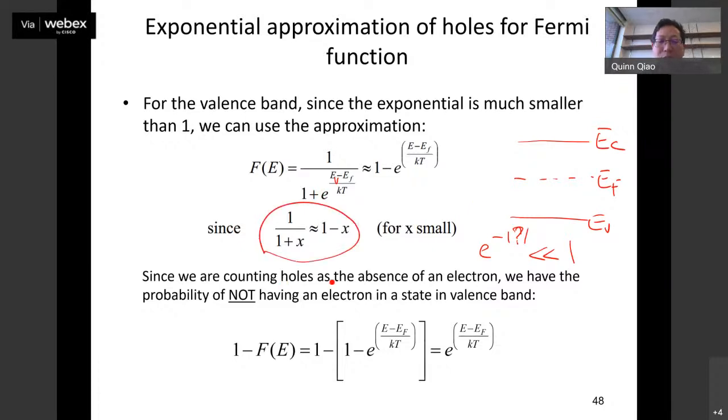Like these equations, 1 over 1 plus x, when that x is small, approximately, roughly, you can see it is 1 minus x. Okay, that's why it's 1 minus this guy. Okay, that's what you see there. And since this is a hole, that 1 minus FE is 1 minus this guy. That's equal to this. Okay, that's what you get.